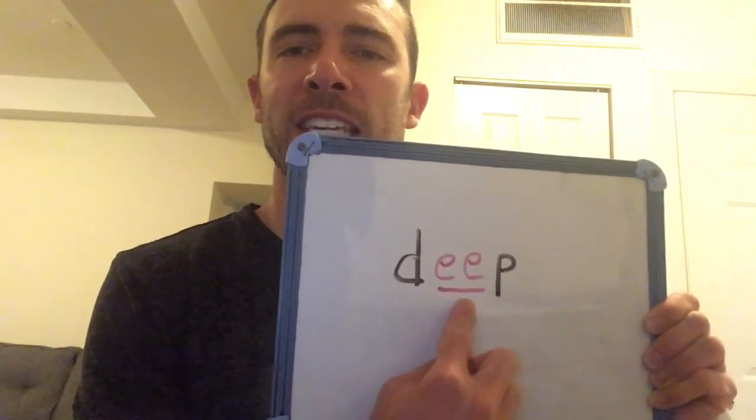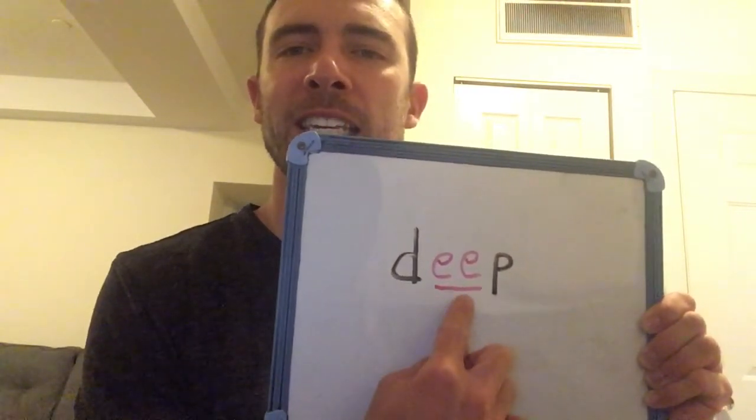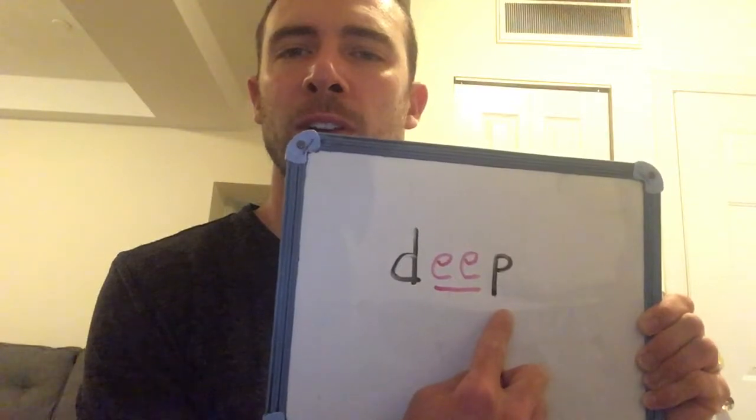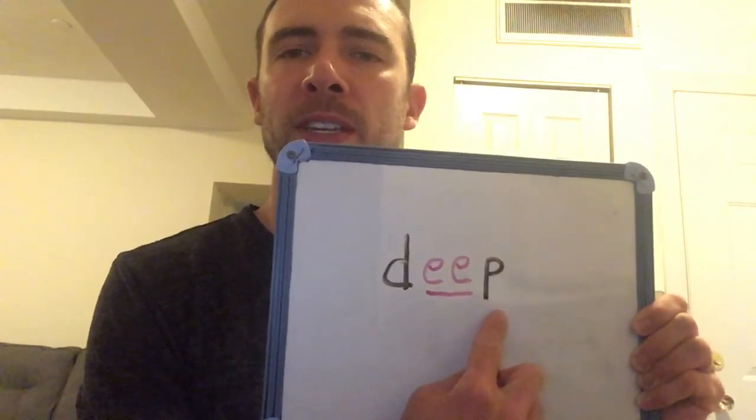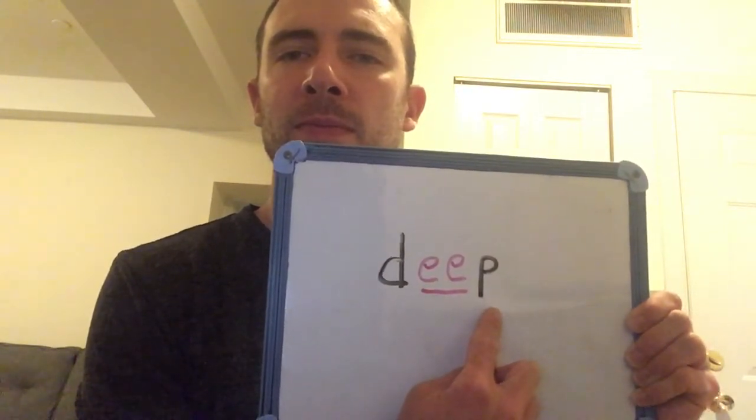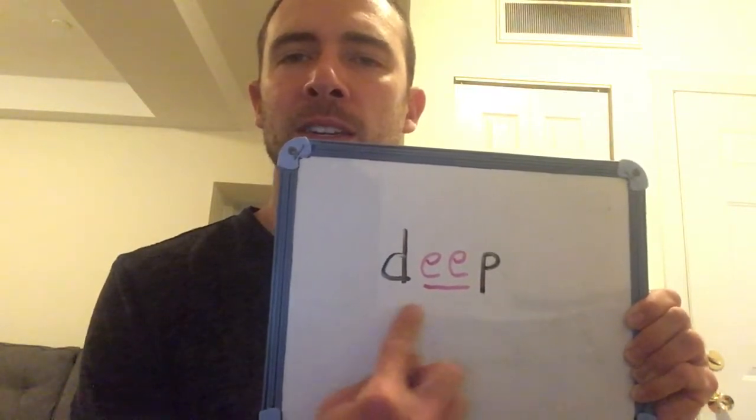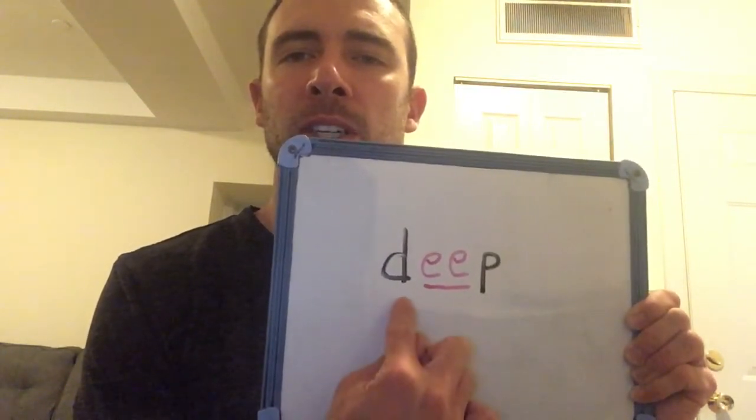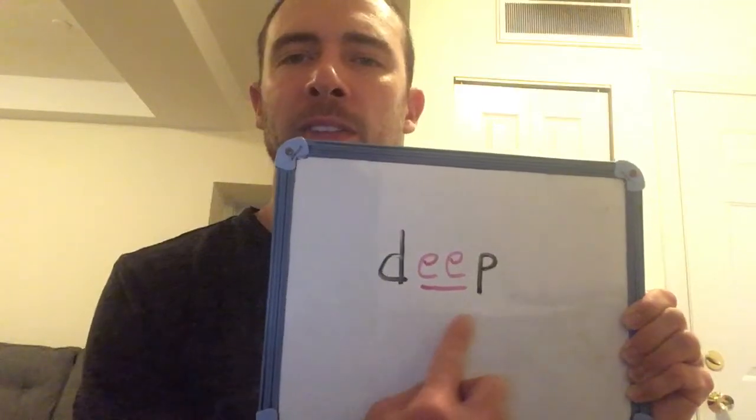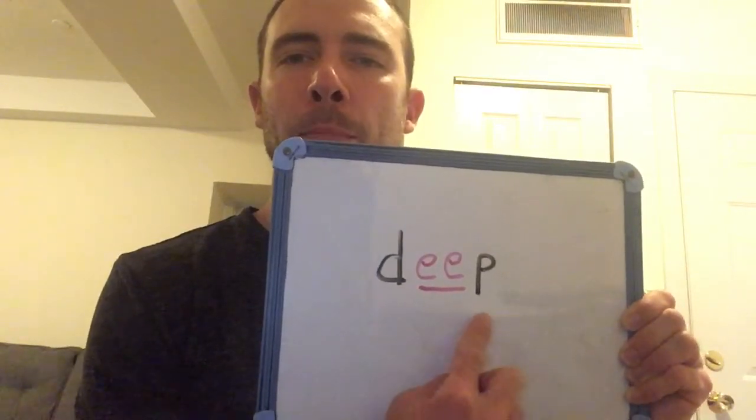And then we have E, so we have D, E. And we finish off with another P, letter P. This is the letter P. So what word could this be? D, E, P.